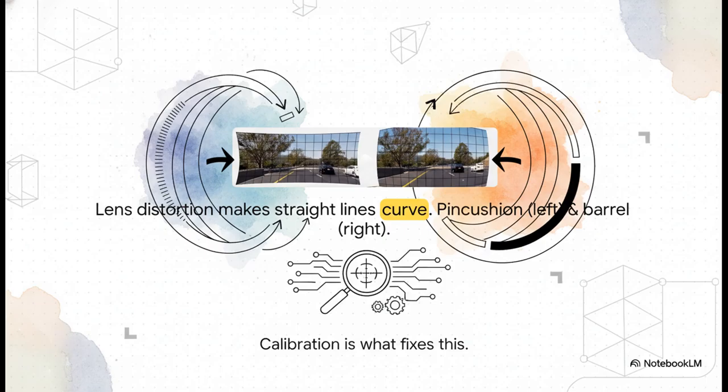And this slide is a perfect example of what I'm talking about. See how the straight lines get all warped? You've got barrel distortion, which makes everything bulge out like a fisheye lens. And then there's pincushion distortion, which kind of squeezes it all in. Now, imagine you're a self-driving car trying to read a lane marking. That little curve could be a really, really big problem. Calibration is what straightens everything back out.